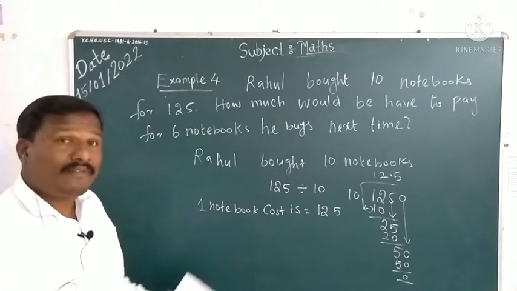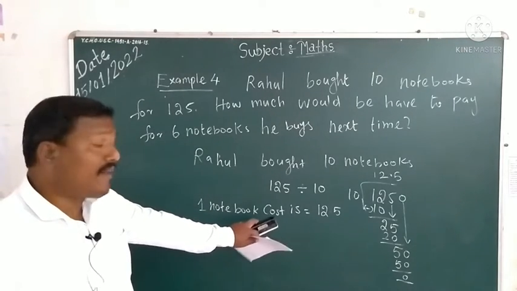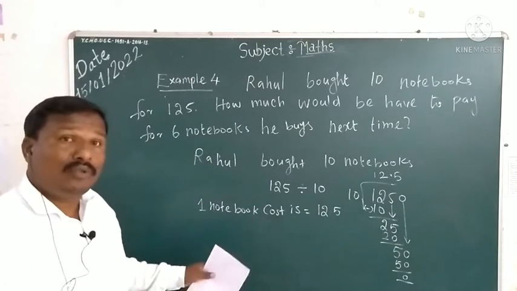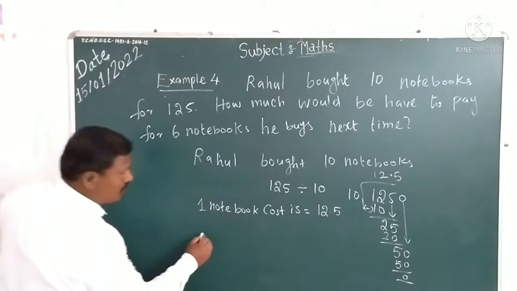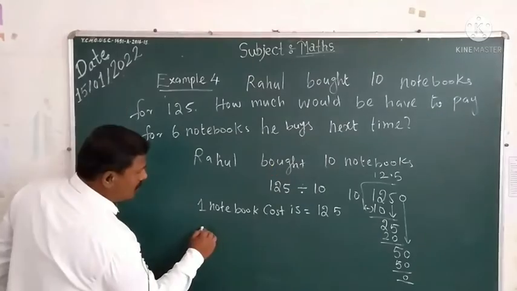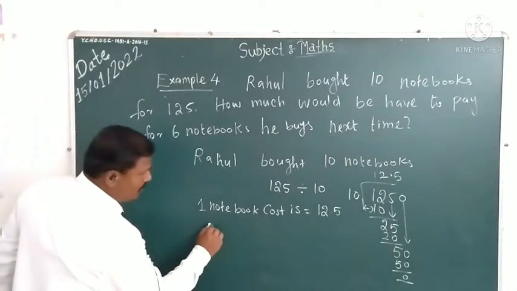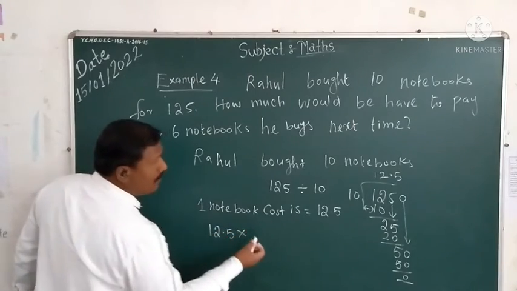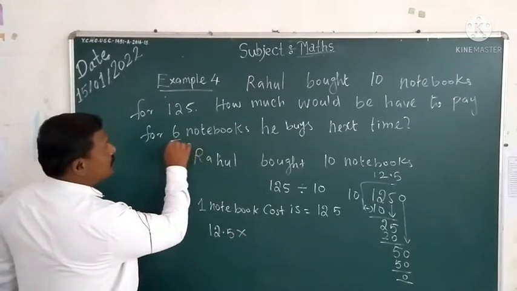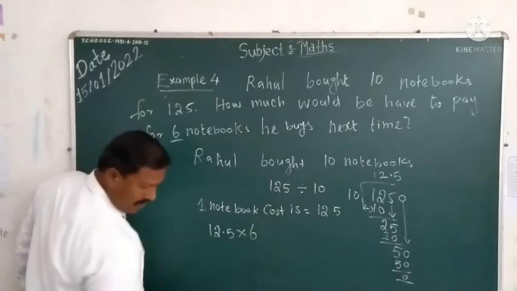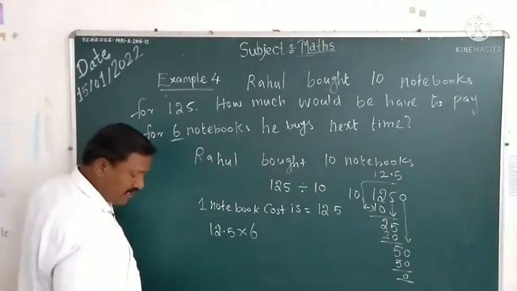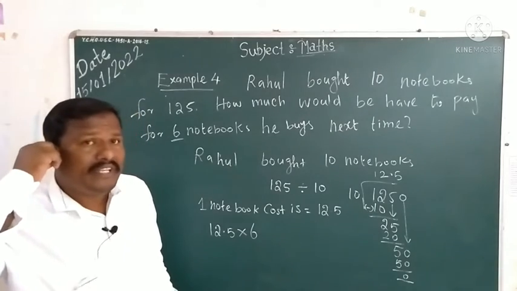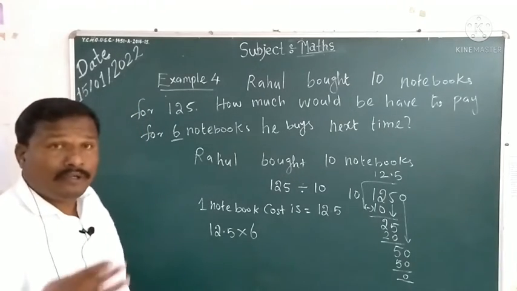So what's the cost? Because now we found the one notebook cost, but we want to find out the 6 notebook cost. So we have to do multiplication. So I told you, now we have to multiply. So 12.5 multiplied by how many notebooks you will purchase? 6 notebooks. So we have to multiply because we want to find out the more than one value. If you want to find out the more than one value, you have to do multiplication.